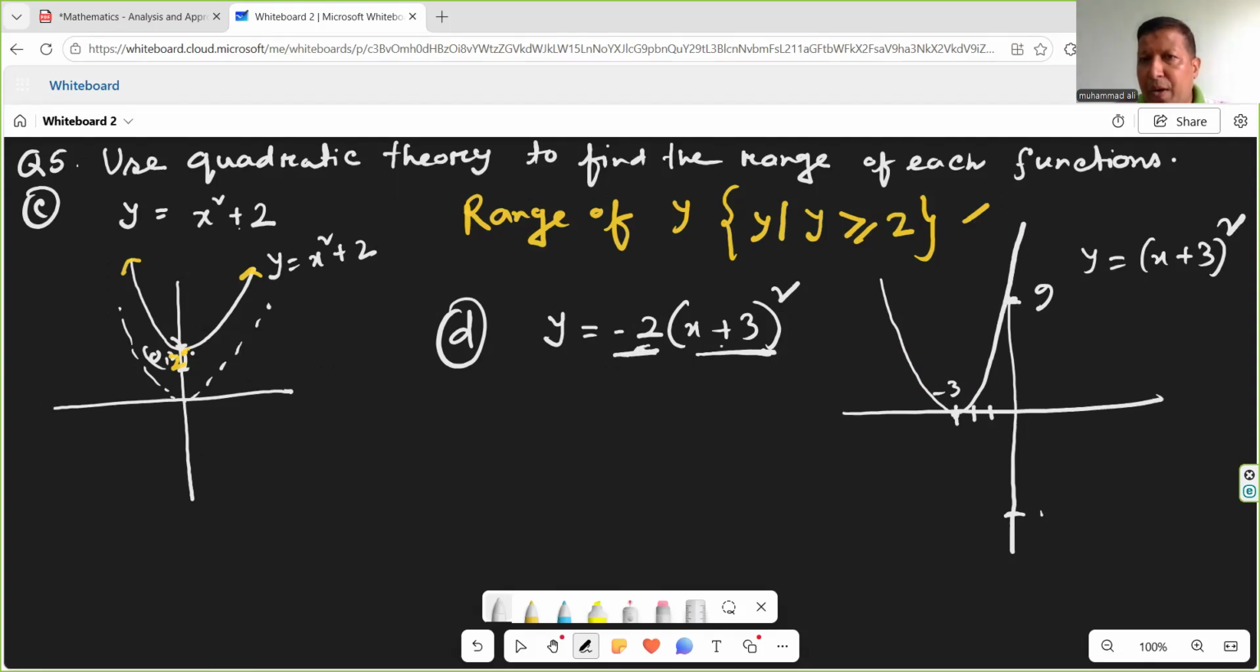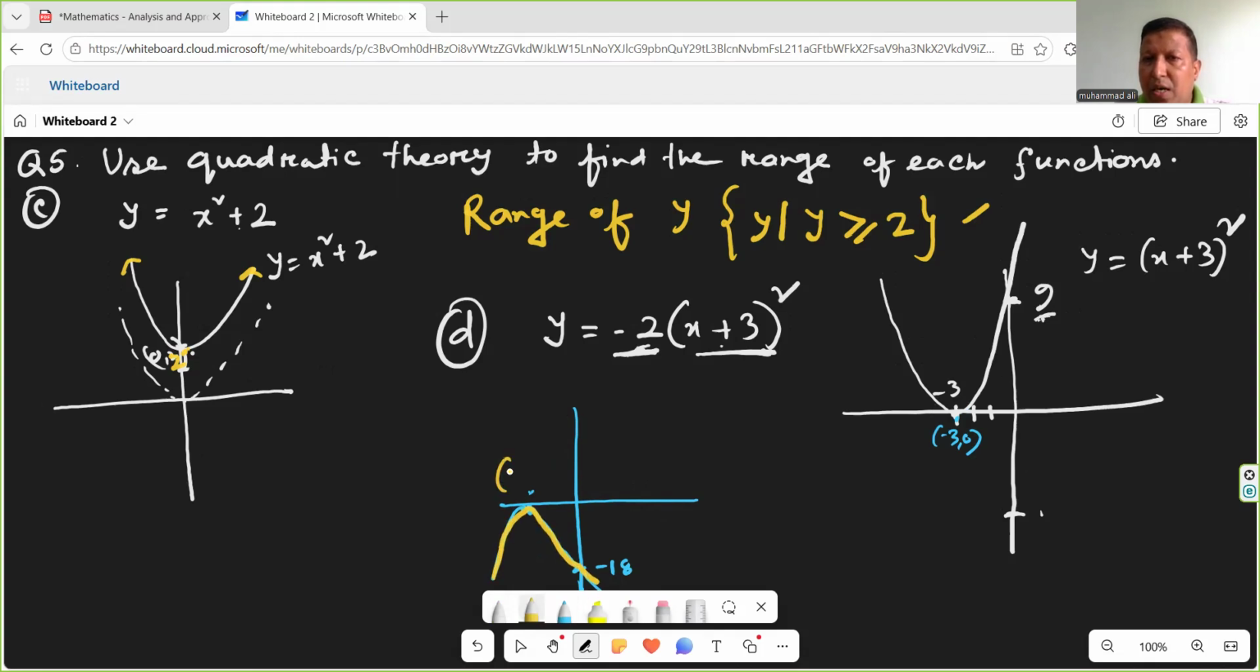Now, when you multiply by minus 2, the vertical value will change. No x value changes. Vertical value means the y value changes. The previous y value was here 9. Now, after multiplying by minus 2, the y value will be minus 18 and the curve will be cap shaped. Here the y value is 0, so 0 multiplied by minus 2 is 0. So the curve shape will be like this.